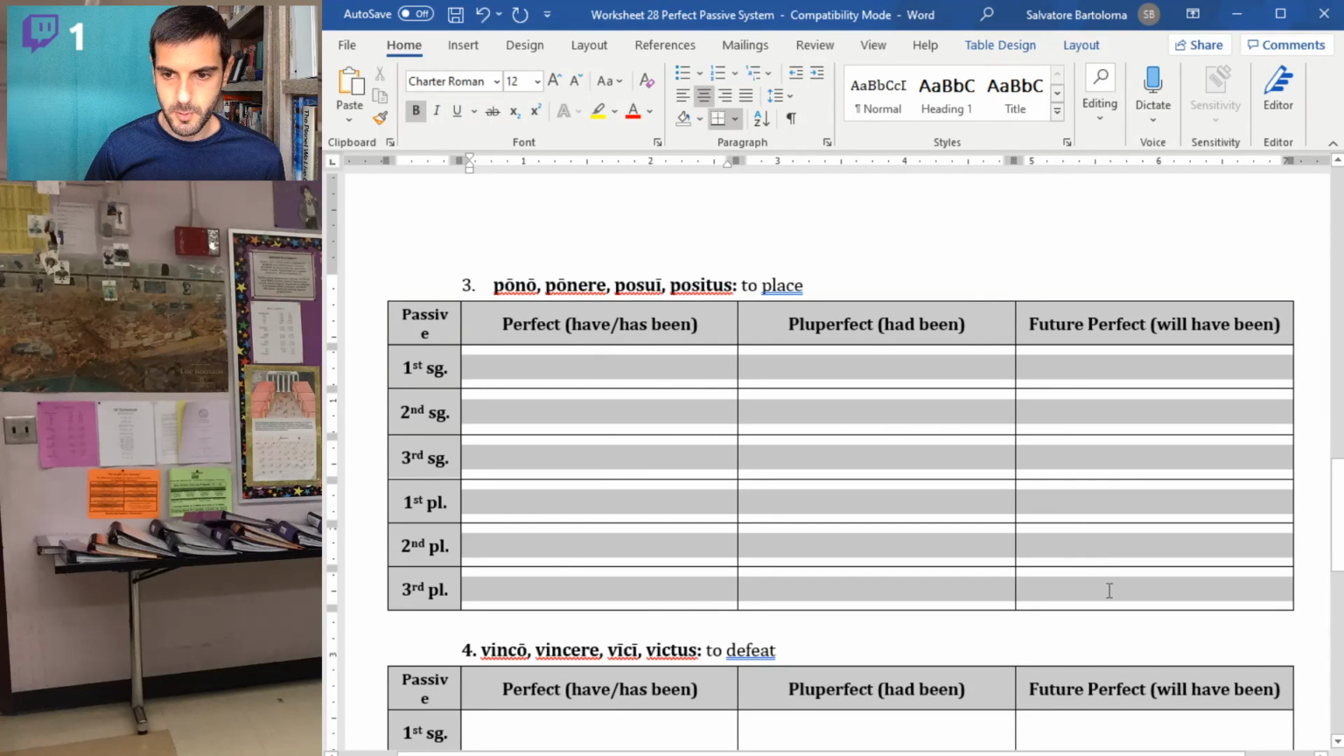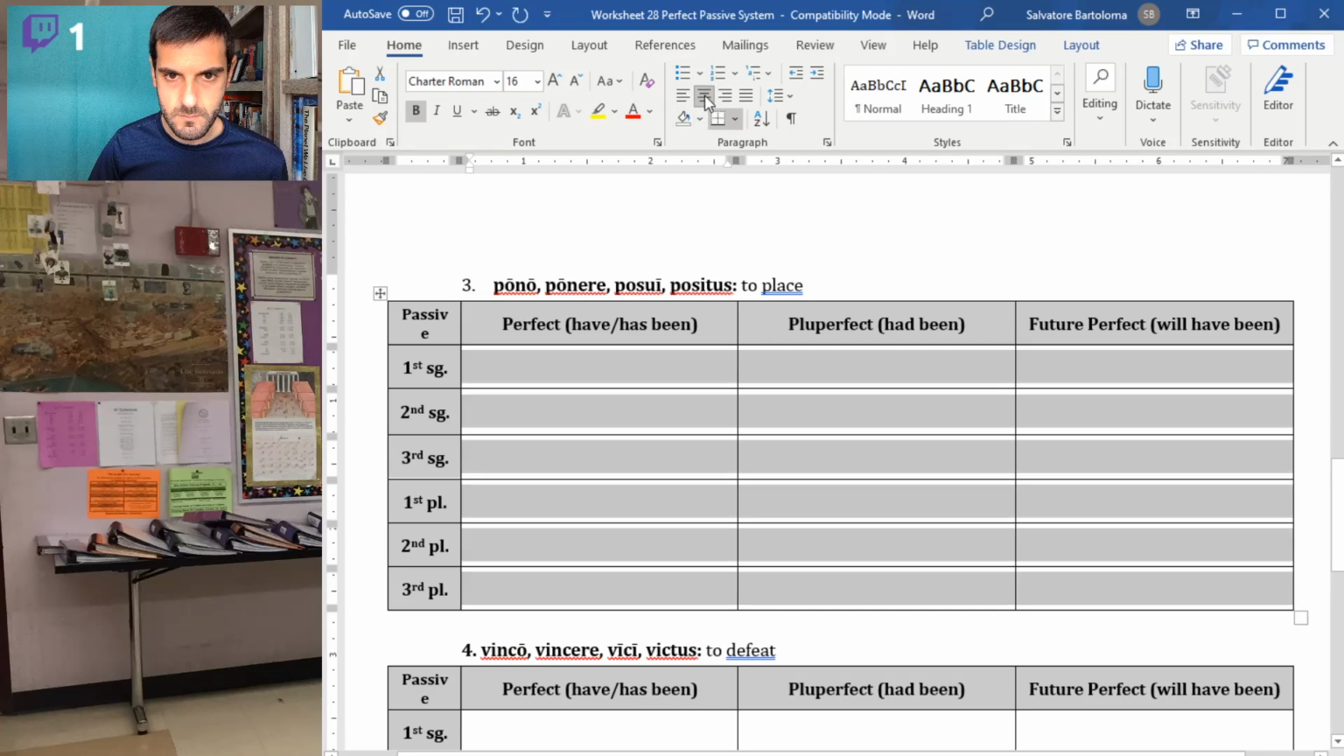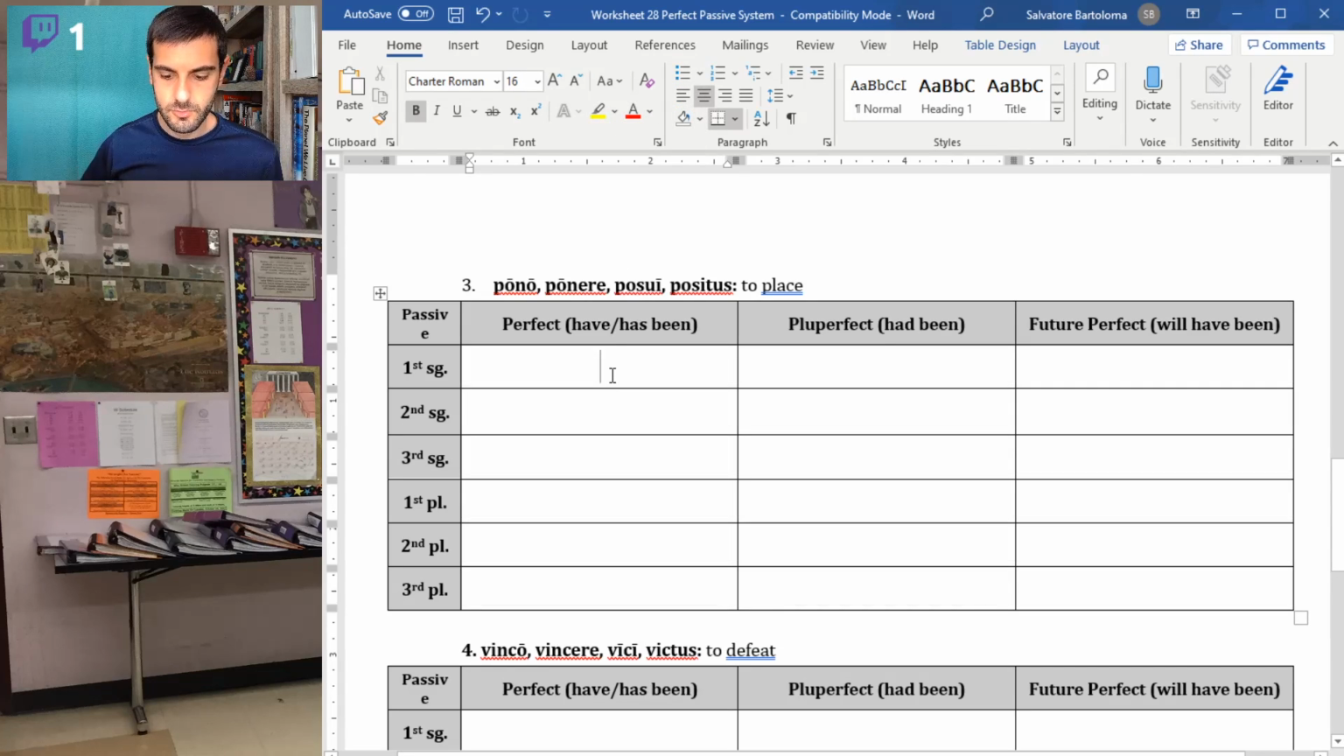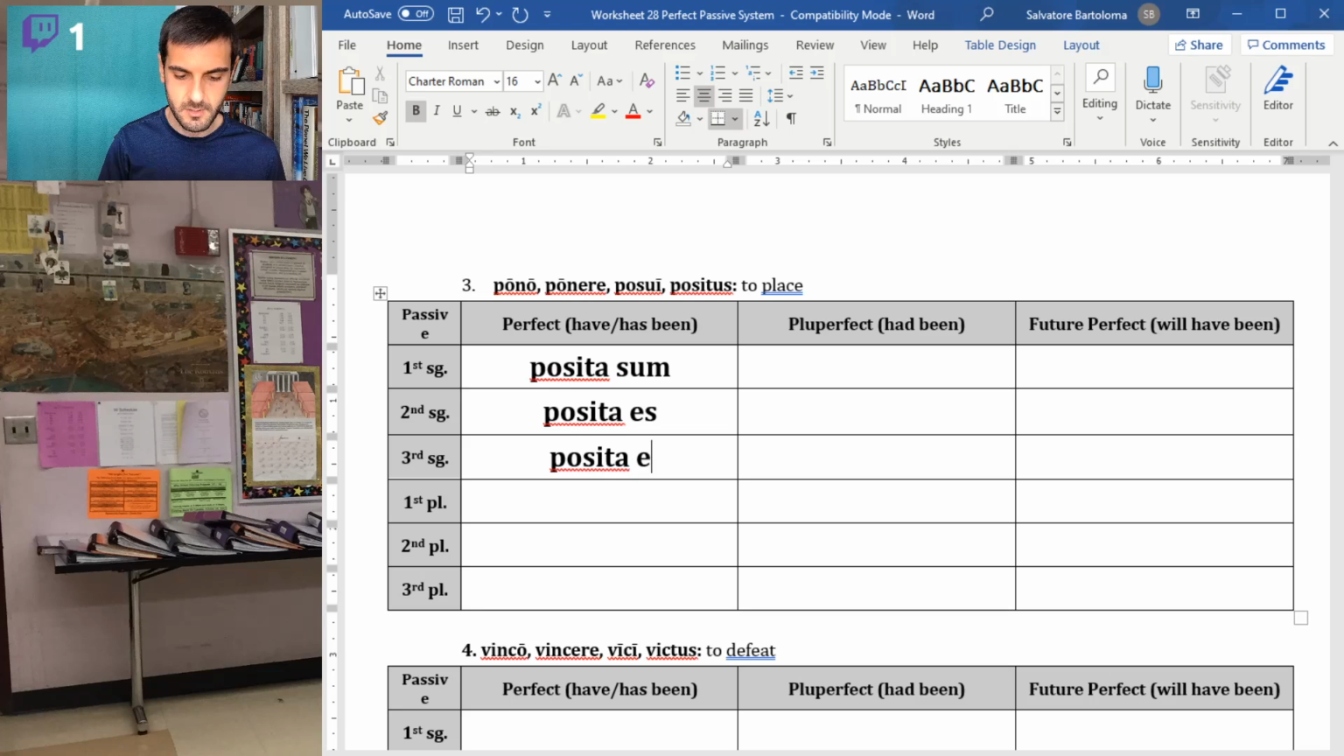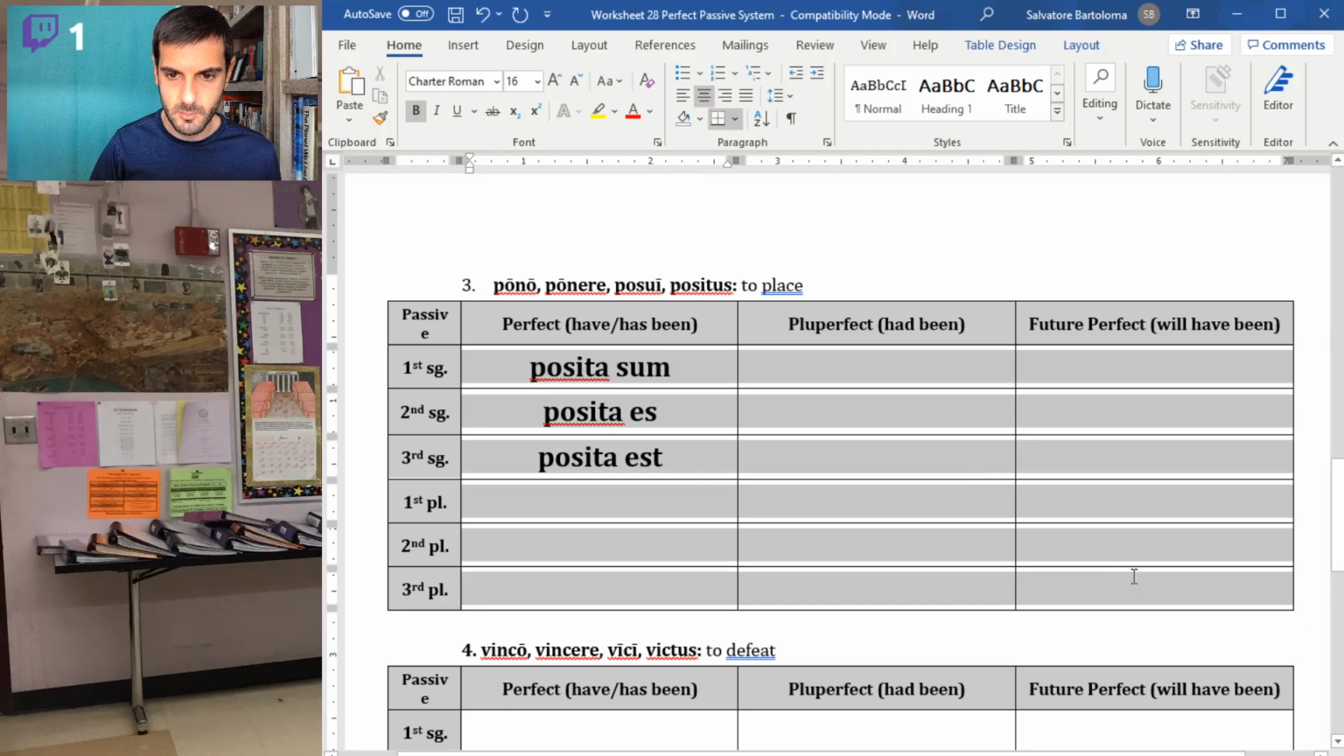So for pono, let's do feminine for this one. Okay. So posita for the feminine, sum, posita es, posita est. Go a little bit bigger on these. There we go.